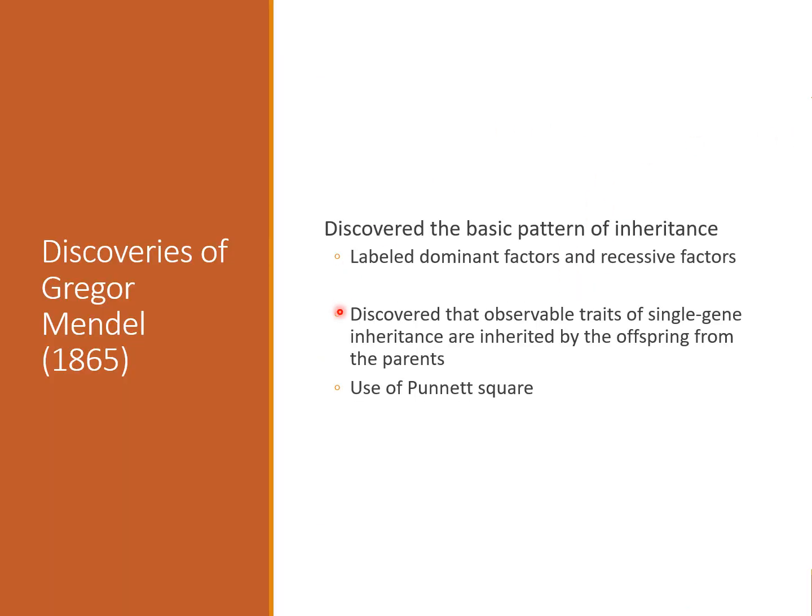So I mentioned the term Mendelian genetics, and this is really talking about single gene inheritance traits. Gregor Mendel, way back in 1865, discovered some basic patterns of inheritance. He is responsible for what we know about dominant versus recessive factors within genes. He discovered that observable traits of single gene inheritance are inherited by the offspring from the parent. And he's also the person, if you're familiar with a Punnett square, that's where this came from. I think I do have one we can look at here.